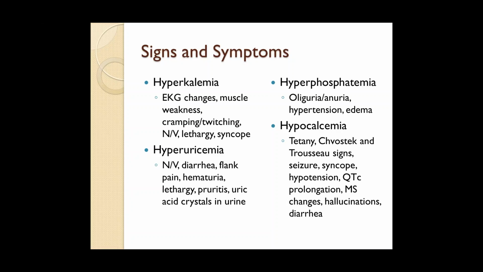Patients with hyperuricemia also may report nausea or vomiting, diarrhea, flank pain, hematuria. They may be lethargic or report itching, and you may note uric acid crystals in the urine. Patients who have hyperphosphatemia may be oliguric or anuric. They may be hypertensive or edematous.